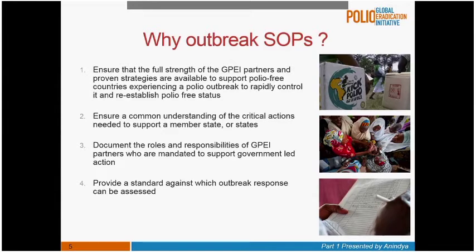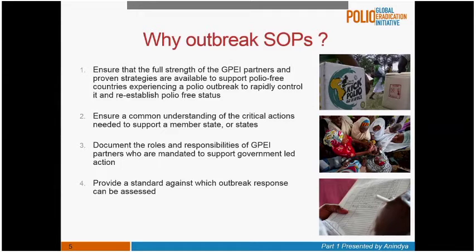And it naturally documents the roles and responsibilities of GPEI partners and provides a standard against which outbreak response can be assessed. Like we say that in an outbreak, you need to classify the outbreak, grade the outbreak within 24 hours of confirmation. Within 14 days, you need to put in your first SIA response. And within 120 days, that's about 4 months from confirmation, you need to interrupt the transmission. These are all ideal, and this is what should happen. If we cannot do this, we are falling behind the milestones set out in the standard operating procedures.